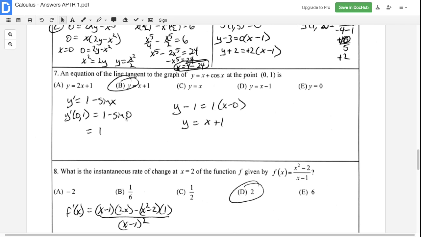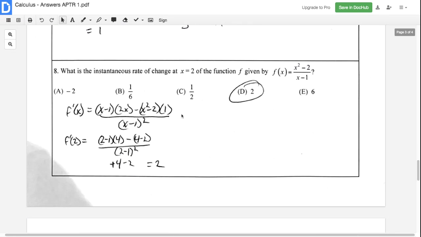I plug in 0 and 1. So that gives me 1 minus sine of 0. Sine of 0 is 0. So that means my slope is 1. So y minus my y value equals my slope times x minus my x value. I add the 1 over, and we get y equals x plus 1.